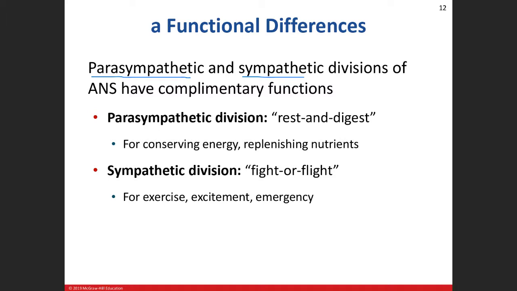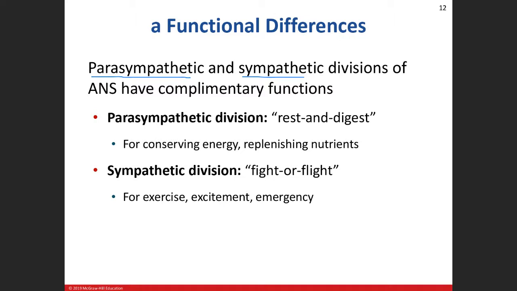That's the fight or flight. This is the one that you're literally exercising when you exercise. But when you get excited, you get that feeling in your stomach for Christmas or whatever, the butterflies there, or in a situation that you're put into that is a dangerous situation, an emergency type of situation, you will be utilizing your sympathetic division.